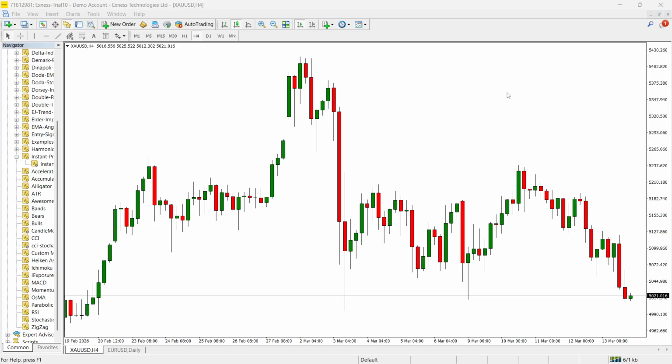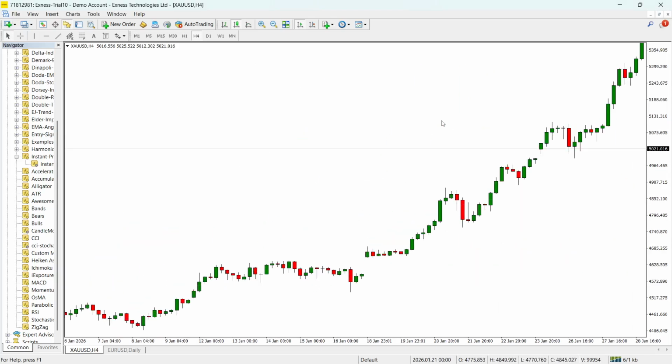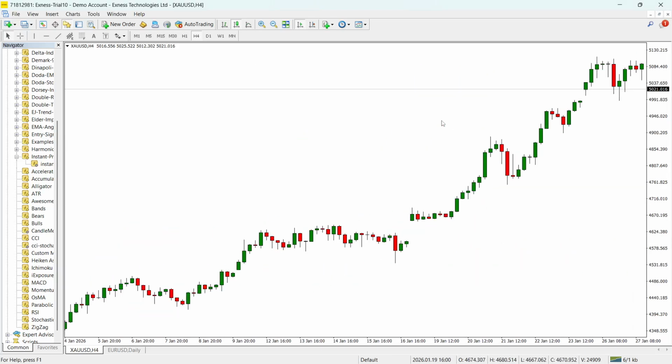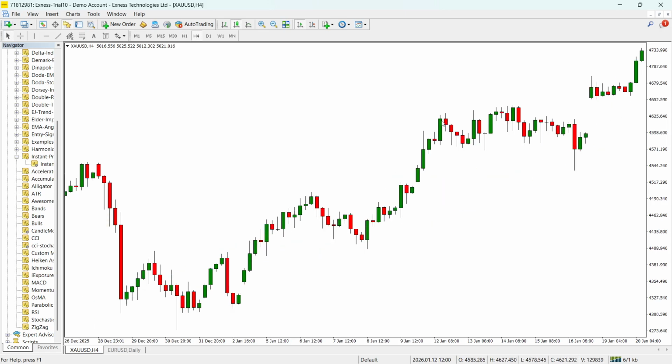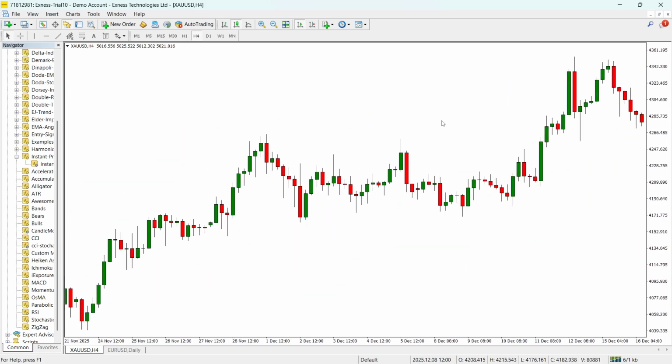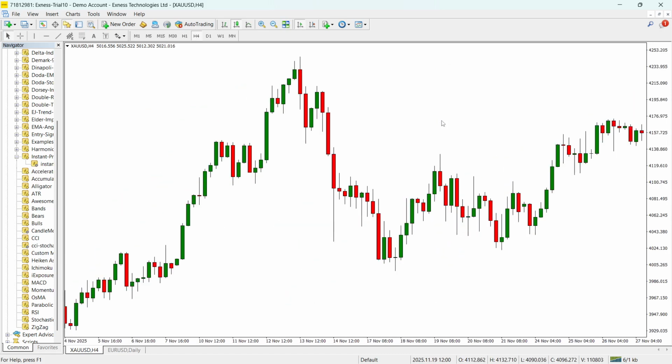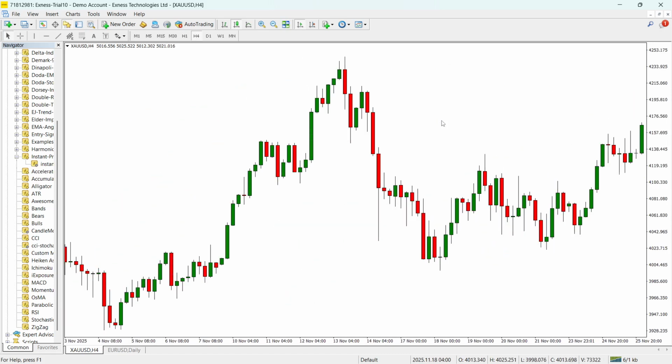Hello traders. In this video, we're examining the Instant Profit Scalper for MetaTrader 4, and I'll show you how we generate short-term signal arrows on your charts. At this point, I'll go ahead and load the indicator on the chart so you can see how it looks in real time.